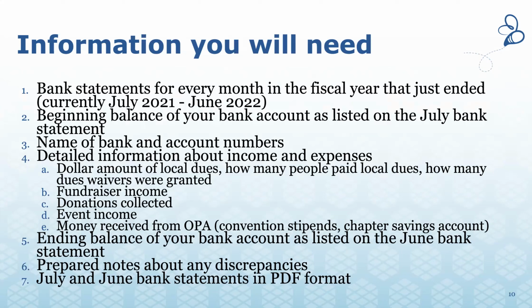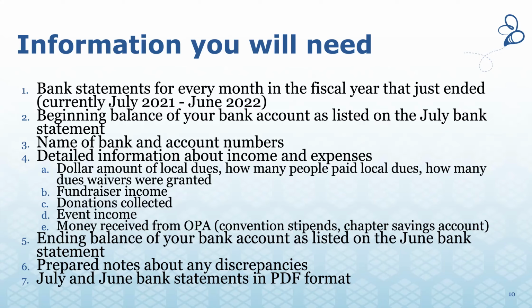You'll need bank statements for every single month in the fiscal year that you're reporting for. You'll need the beginning balance as of your July of the previous year bank statement. You'll need your bank and account numbers, and then detailed information about income and expenses. So sometimes we hear from chapters that they're not sure about this information. So we are sharing this so that you can begin tracking it. If it is not something that has been tracked in the past, please track it for this year.